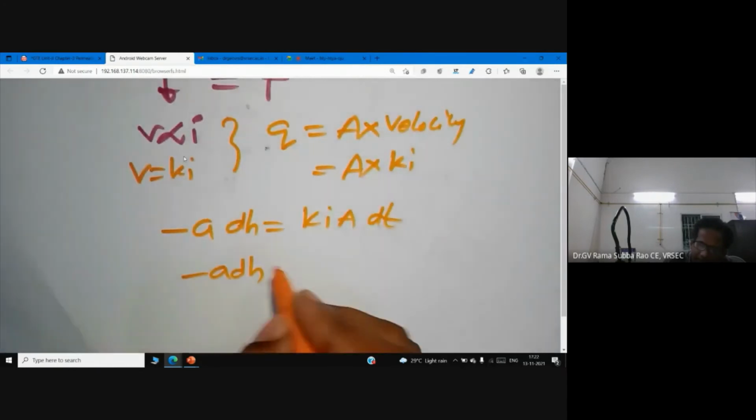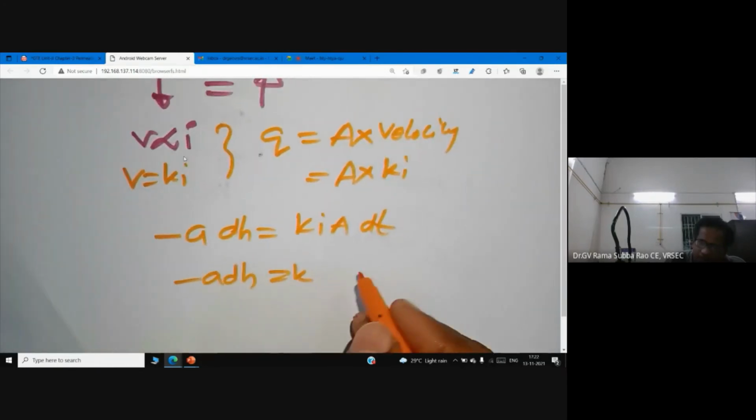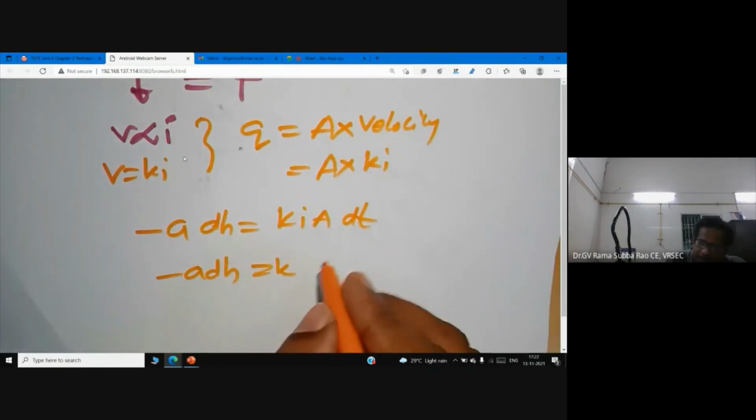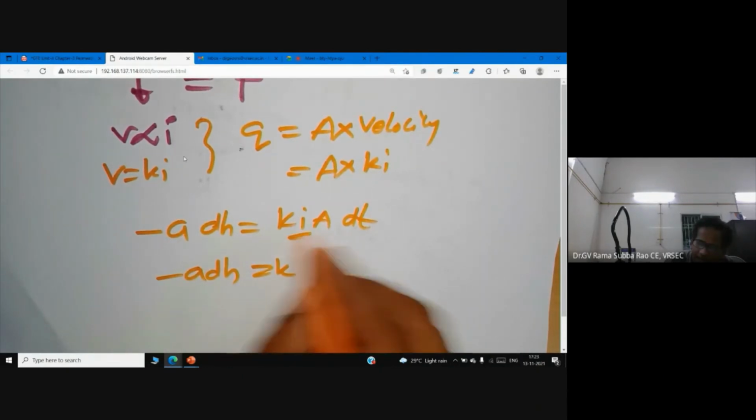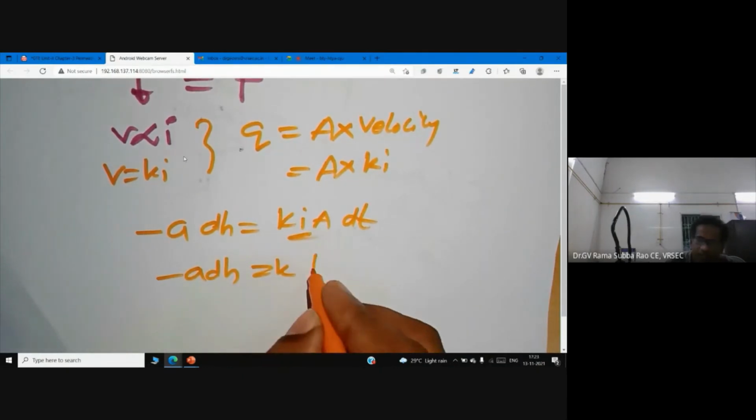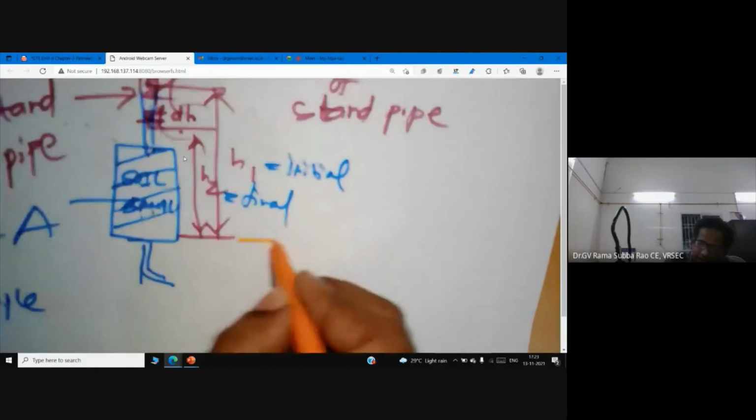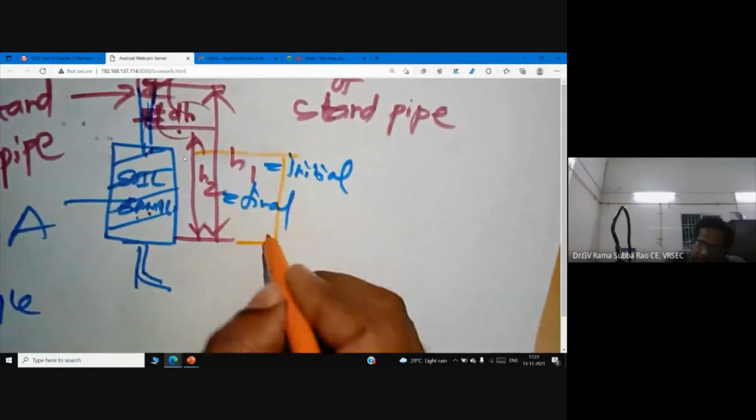So k i, we all know what i is. It is very interesting to know what i is. It is H by L. As you know, L is the length of the soil sample and H is the head. Now let me rearrange this equation.